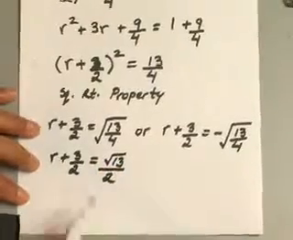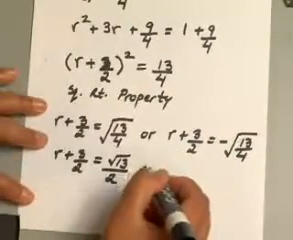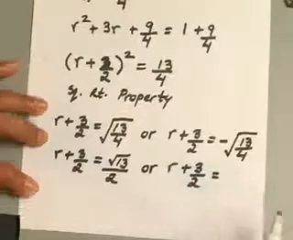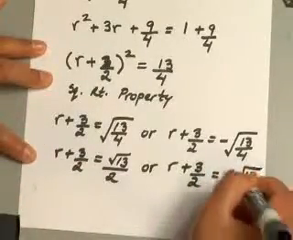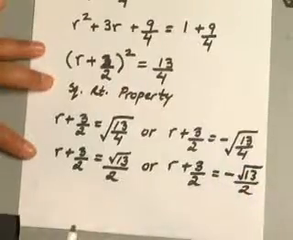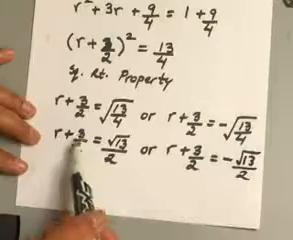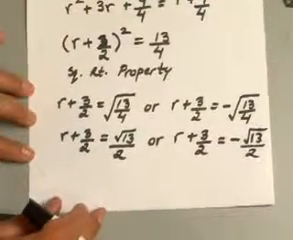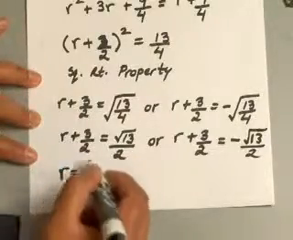So that will give you r plus 3/2 equals square root of 13 over 2, because again square root of 4 is 2. Do the same thing on the other side. r plus 3/2 equals negative square root of 13 over 2. Now you cannot simplify it any further, so the only thing you can do is move your 3/2 to the other side.